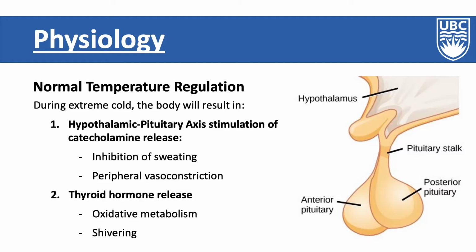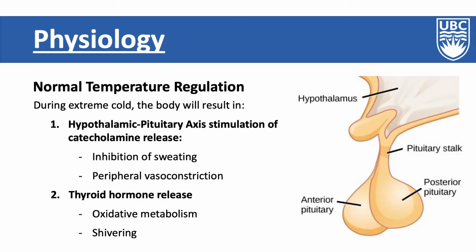One, there is stimulation of the hypothalamic pituitary axis, resulting in catecholamine release, which acts on smooth muscle cells that line the arteries and arterioles. This results in vasoconstriction of the arterioles in the skin, allowing the body to shift the blood to more vital areas of the body. It also results in the inhibition of sweat glands as the body's attempt to retain heat.